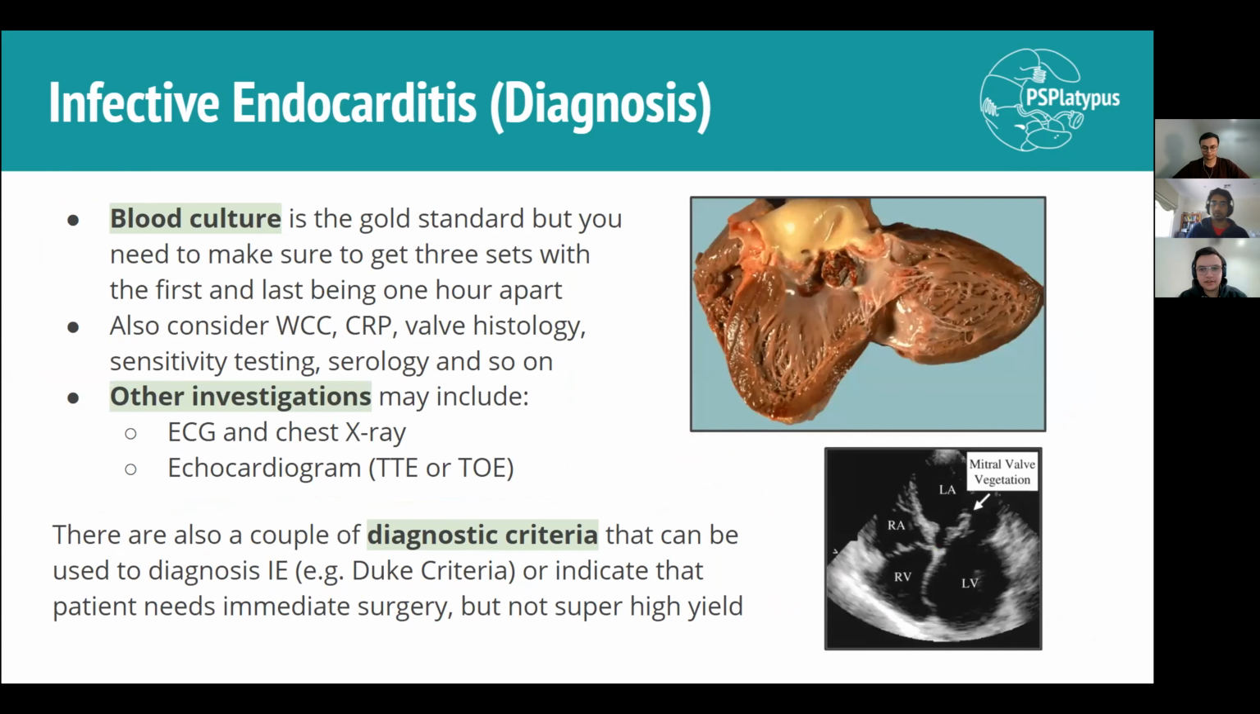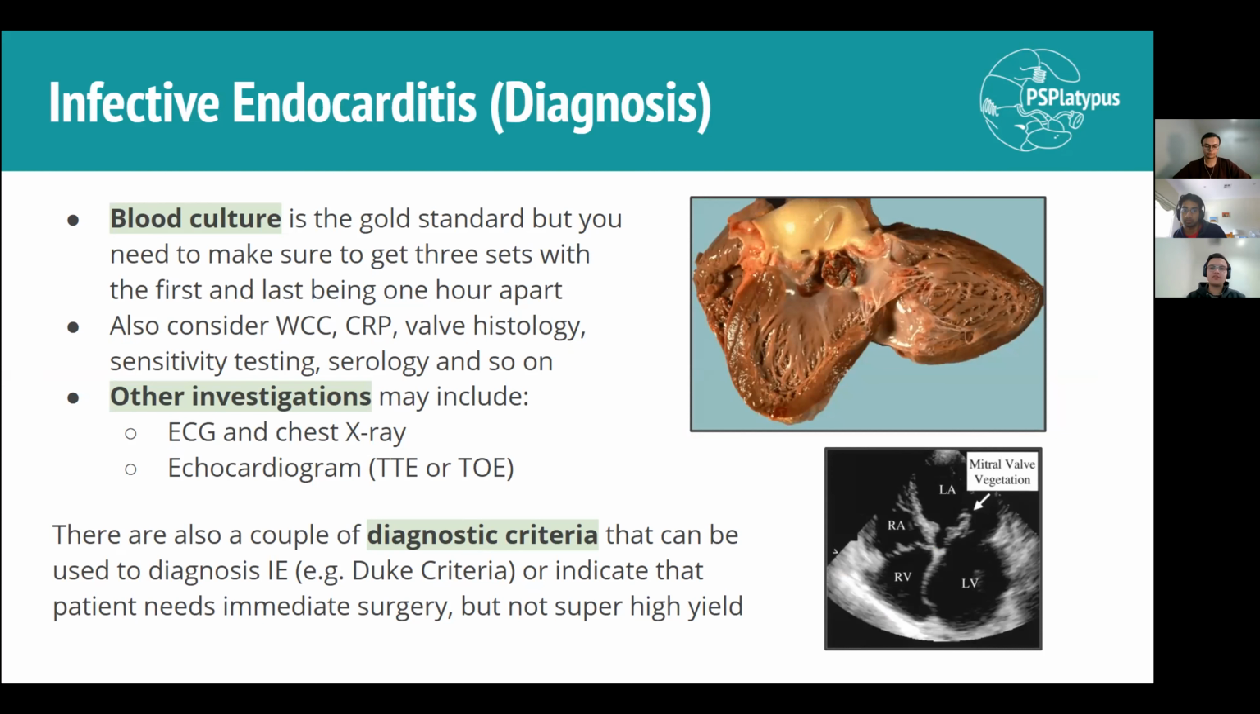So what do we do about this? Well, when we're trying to diagnose infective endocarditis, there are a couple of things you should be aware of, as well as a couple of catches to the process of diagnosis. The gold standard is always going to be a blood culture. You always have to make sure that you get 3 sets of blood cultures, and you are trying to get the first and last one to be 1 hour apart.